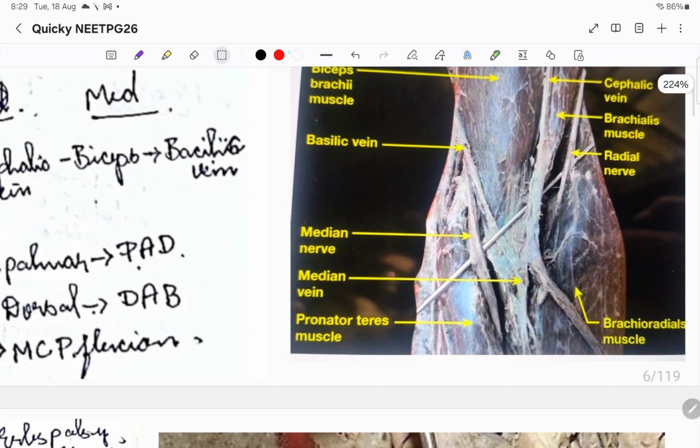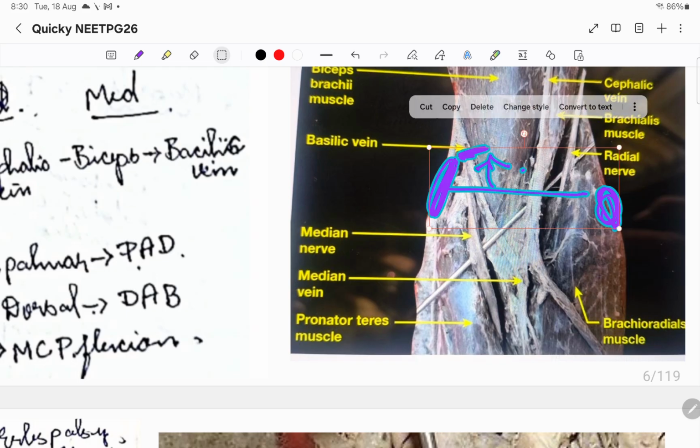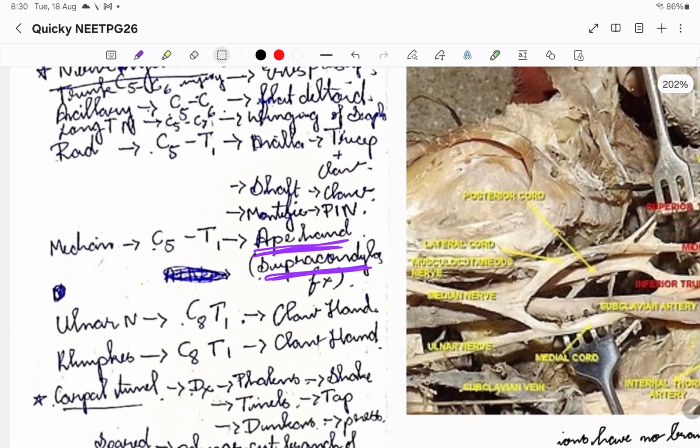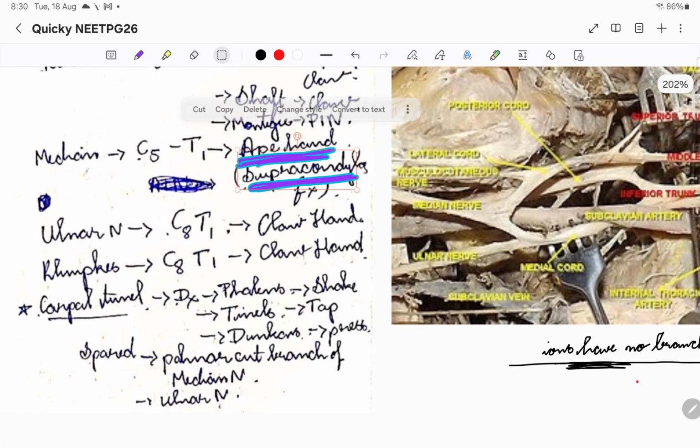If the nerve gets damaged here, in the cubital fossa itself, so this is the cubital fossa, right? Here this is the medial condyle, this is the lateral condyle. If the median nerve gets damaged somewhere here, superior to the condyles, then it is going to be ape hand. So that is the orientation that I wanted you to have. That's it about the median nerve.